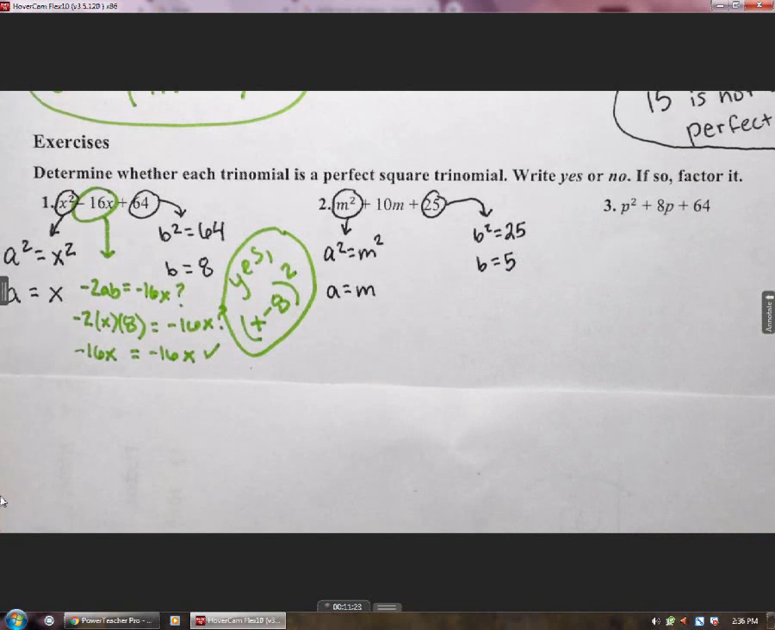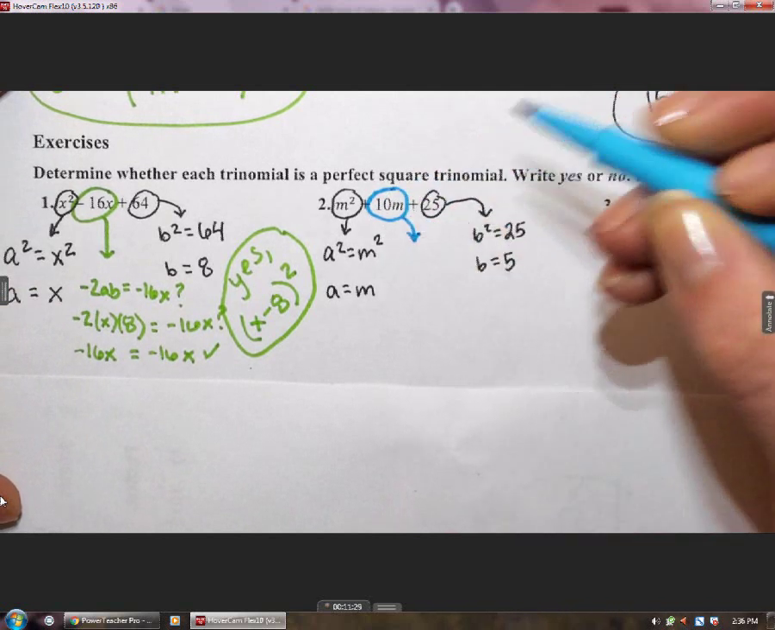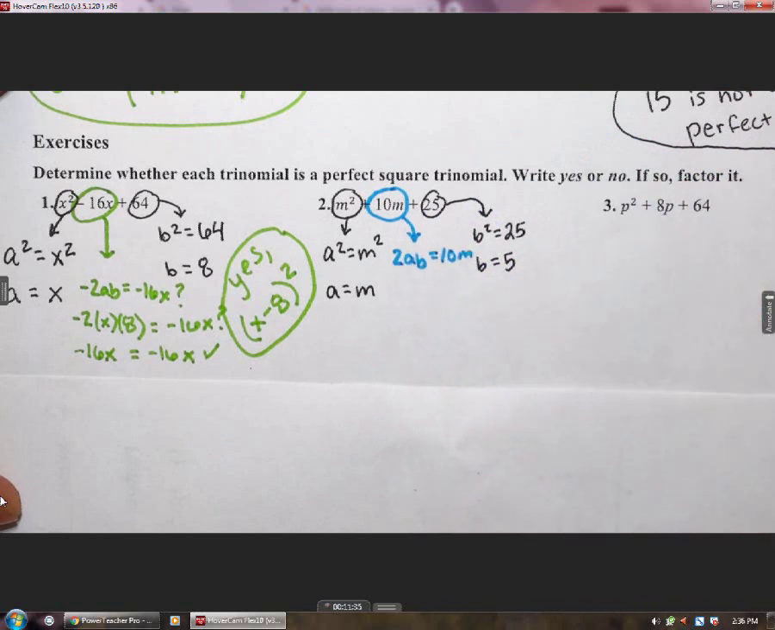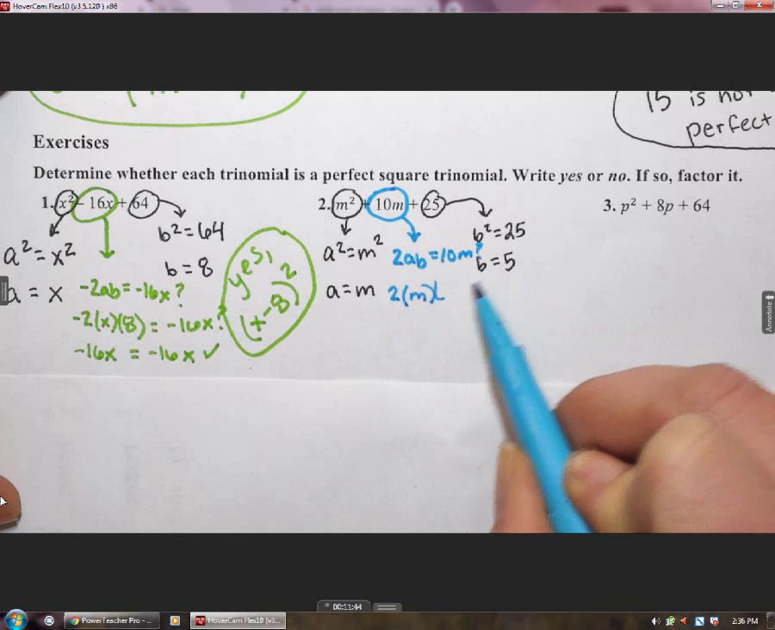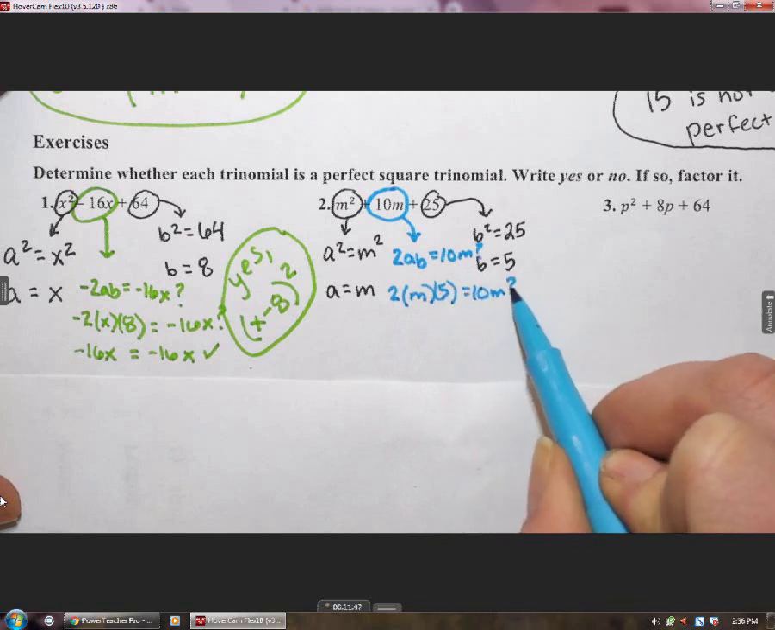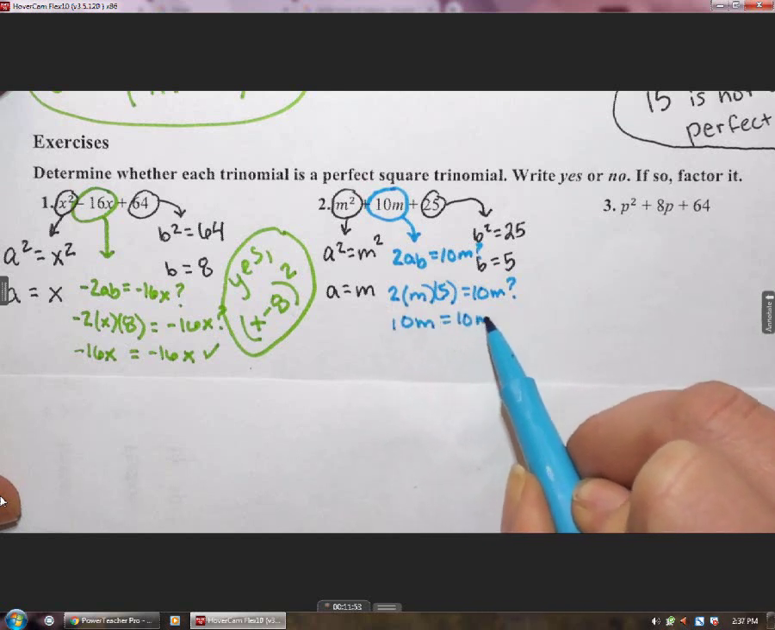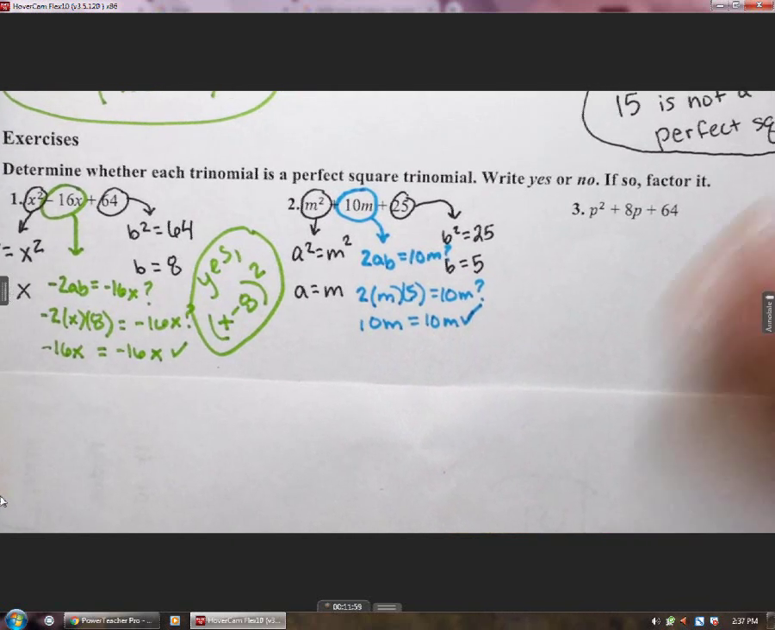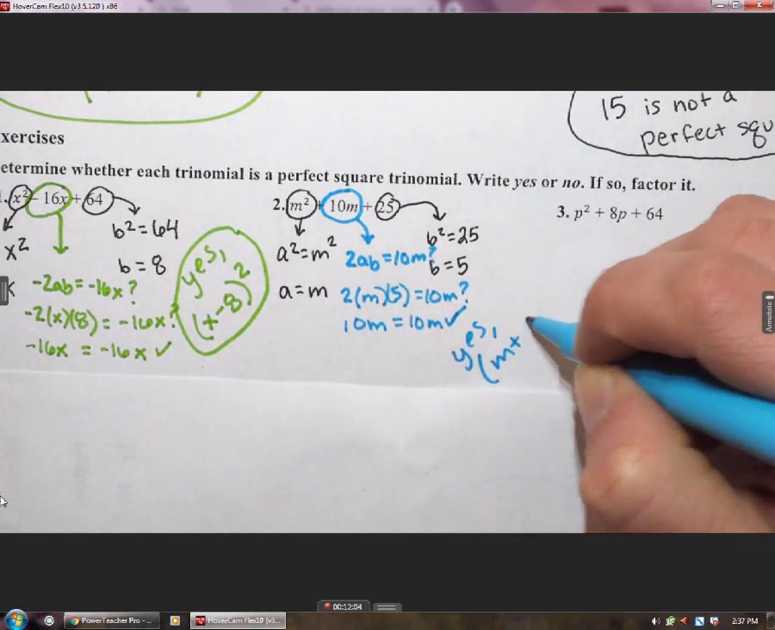We'll check the middle term. This time it's positive 10m, so I'm going to have positive 2ab equals 10m. Question mark. We're checking it. What was a? m. And b is 5. Does that equal 10m? Yeah. 2 times 5 is 10. 10m equals 10m. Check mark. So is it a perfect square trinomial? Yes. What would it factor to be? m plus 5 squared. Perfect.